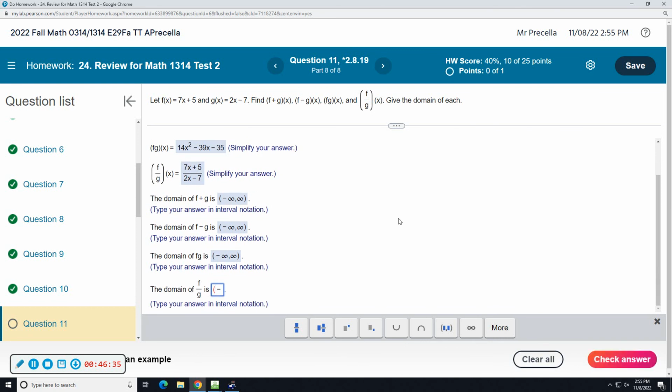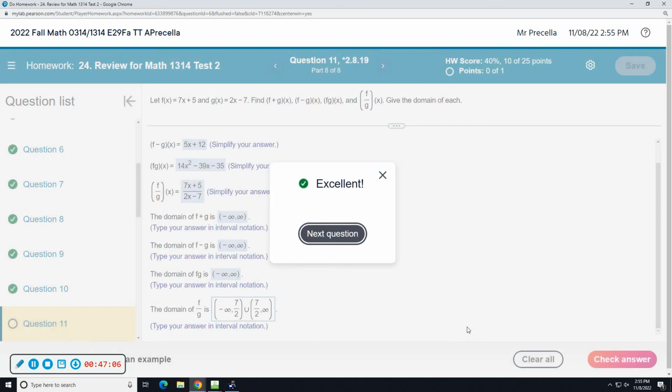Parenthesis, negative infinity, comma, 7/2. Get out of the denominator before I type my right parenthesis. Union, left parenthesis, 7/2. Get out of that denominator before I type my comma, infinity, right parenthesis. Okay.